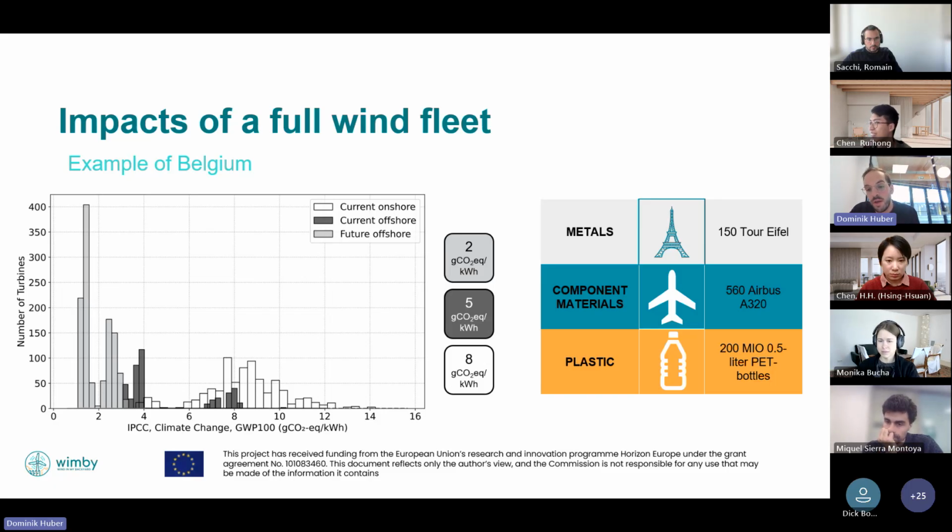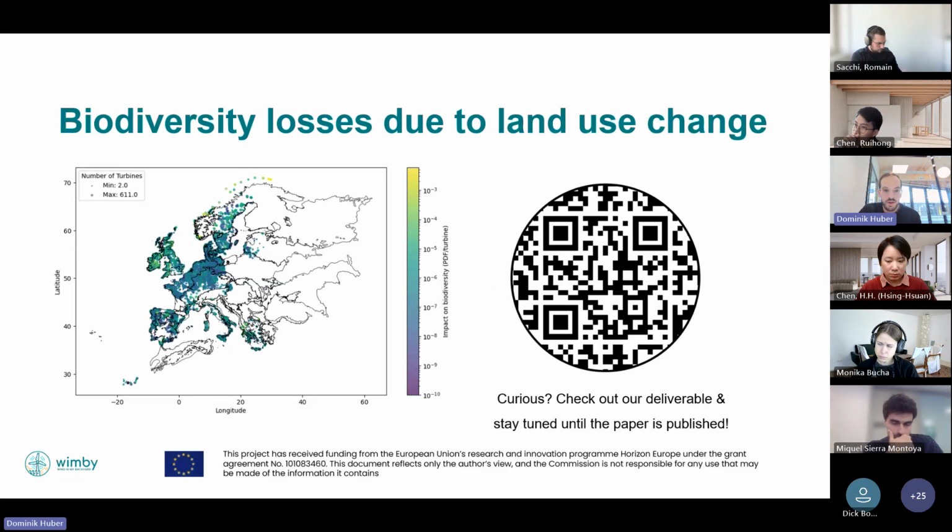And then for the component materials, we could reproduce 560 Airbuses, 800 A320s. And we can also produce a lot of plastic bottles for this. So this was a very rough and fast overview.